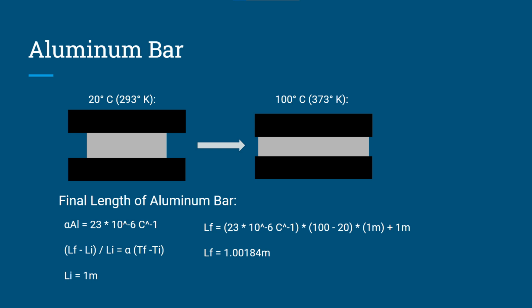Putting that all together, it comes out to 2.016 times 10 to the 8 pascals. The aluminum bar for this experiment goes through the same temperature change from 20 degrees Celsius to 100 degrees Celsius. Using the same formula as we used for the iron bar, the final minus the initial divided by the initial times alpha times the difference of the temperatures, and the alpha for aluminum is 23 times 10 to the negative 6. Putting that all together, we get 1.00184 meters.